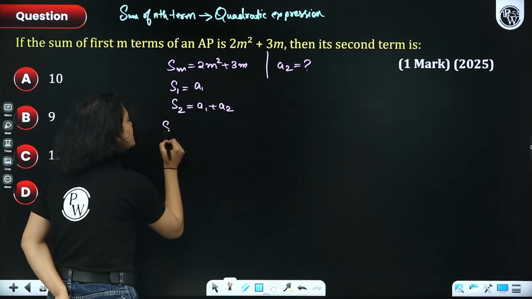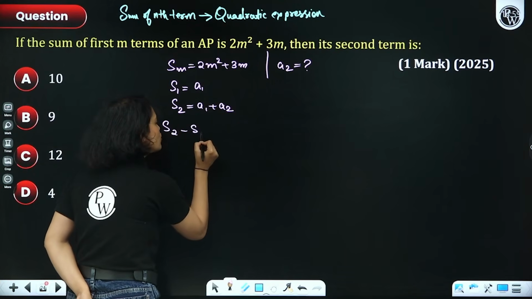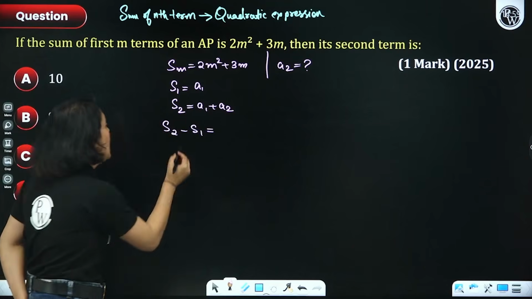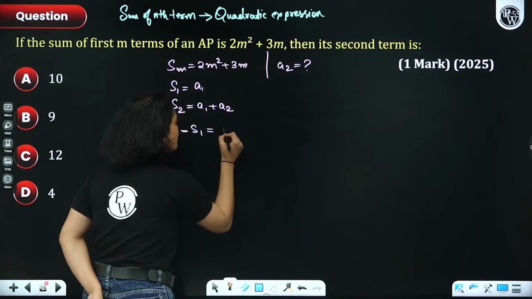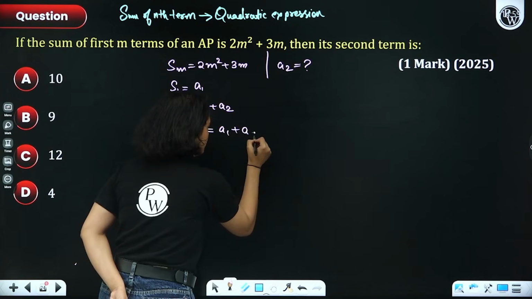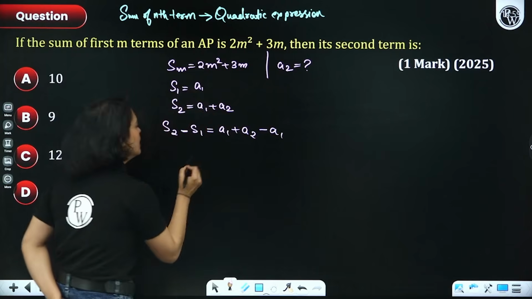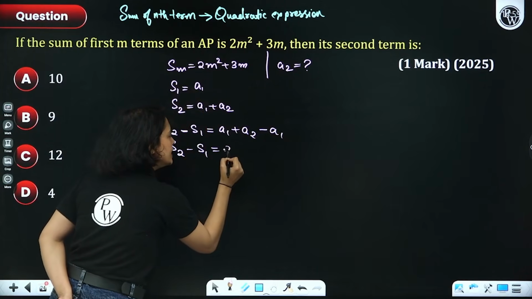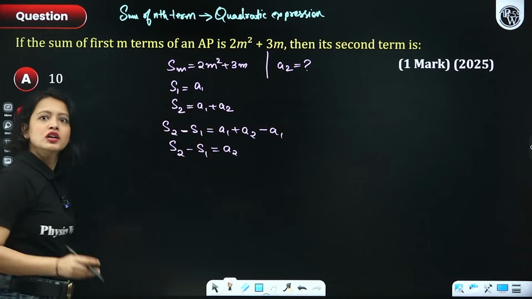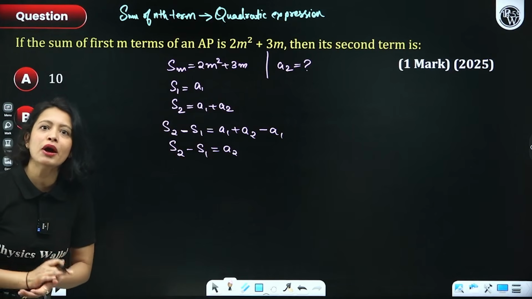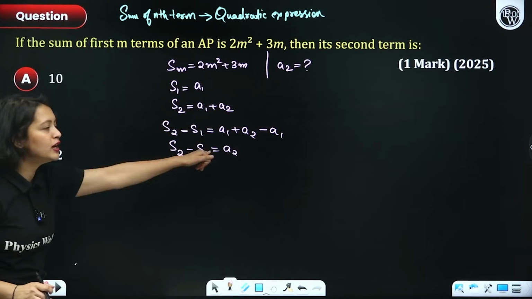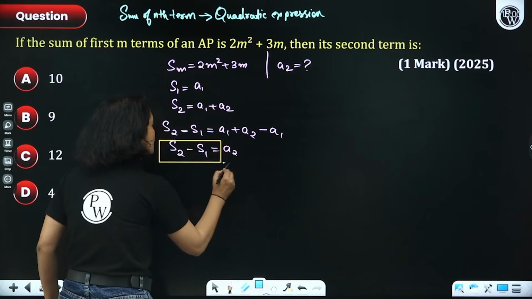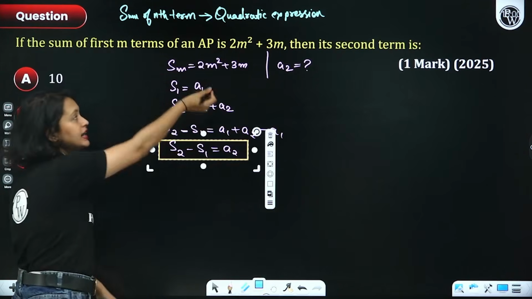Now, what if I do S2 minus S1? Please notice what is going to happen. S2 minus S1 would be A1 plus A2 minus A1. Yes or no? This would give us only A2 because A1 will get cancelled. So S2 minus S1 came out to be A2. So this is what we have to use to find A2.